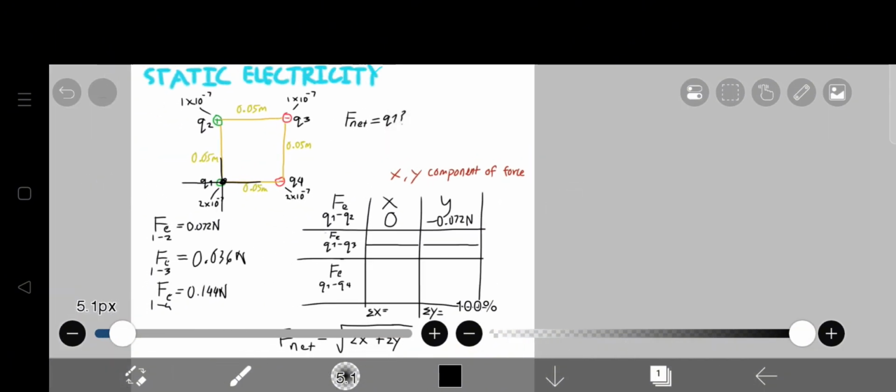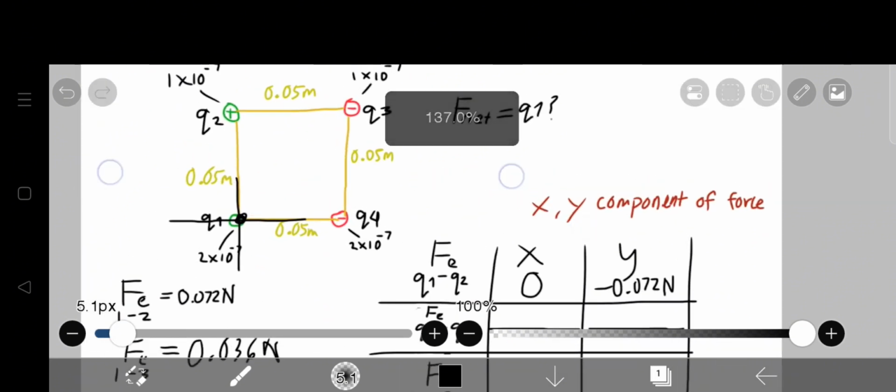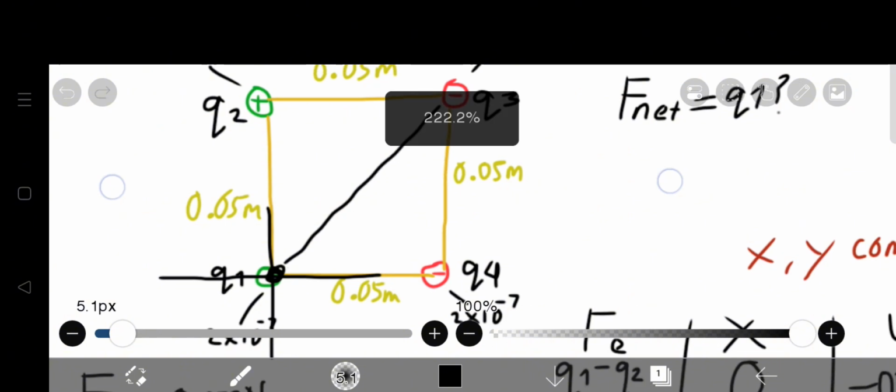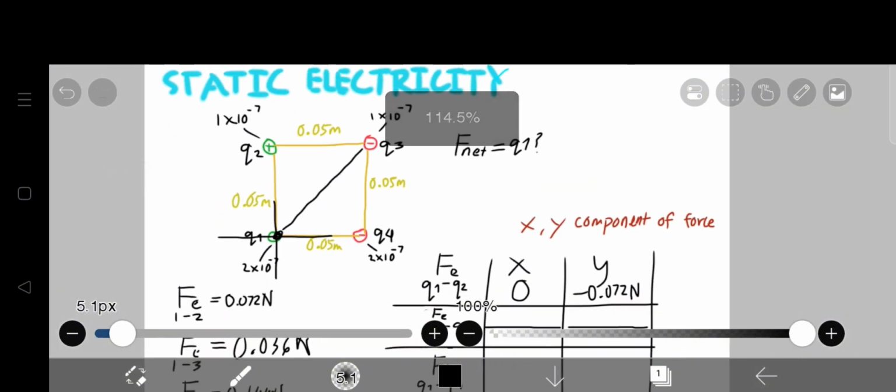Now, let's move on with the force in Q1 to Q3. So, hanapin natin yung x and y component of force niya. So, yung force between Q1 to Q3, angled force siya. Hindi na lang siya basta straight na force. Angled force siya, so meaning parehas may value yung kanyang x and y. Now, ito siya inside the square. Ito yun, 'di ba? Yung Q1 to Q3. That's our force in Q1 to Q3.